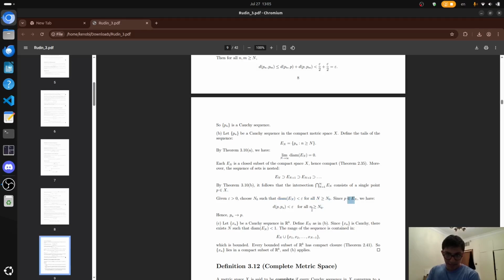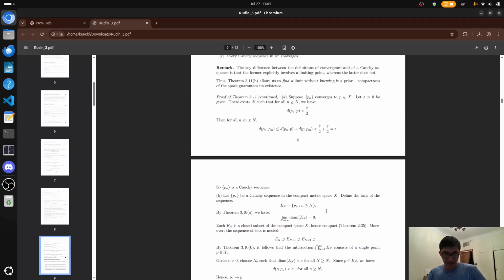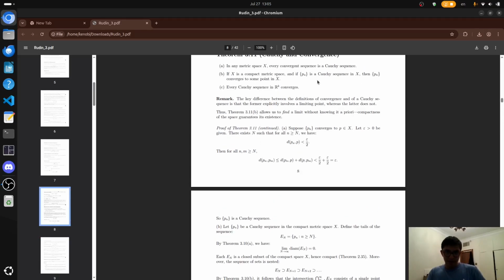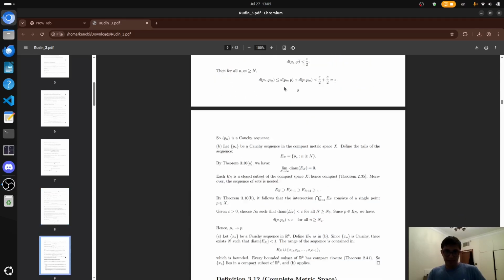Since P is in En, we have the distance of P to Pn is less than epsilon for all n greater than n naught. This is because it is less than or equal to the diameter, since P is in En, and we know that Pn is a limit point of that sequence, so we can take them both to be in that En. So it's going to be less than the diameter of En, less than epsilon. Hence, Pn goes to P. This is what we wanted to prove: that if it's a Cauchy sequence, then it converges to some point in X.